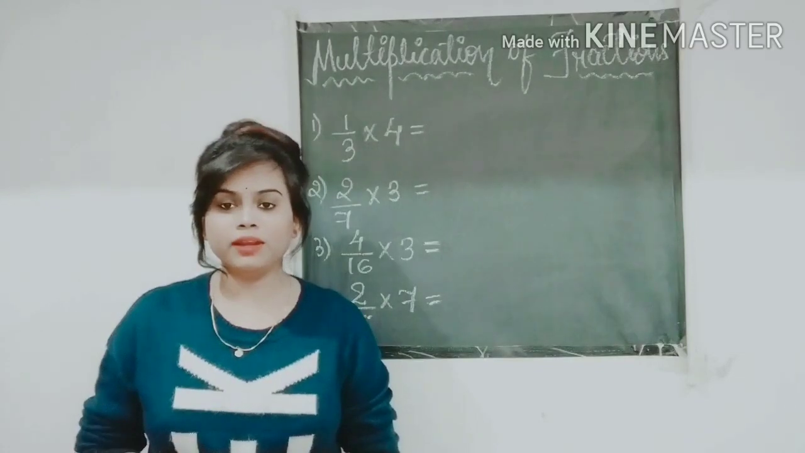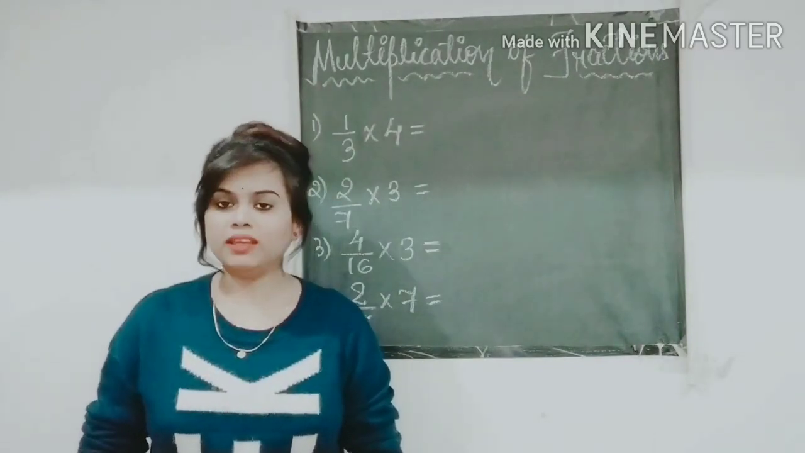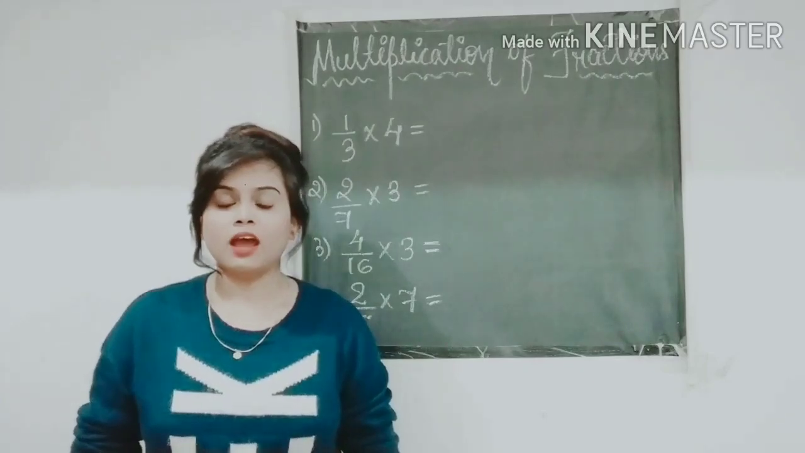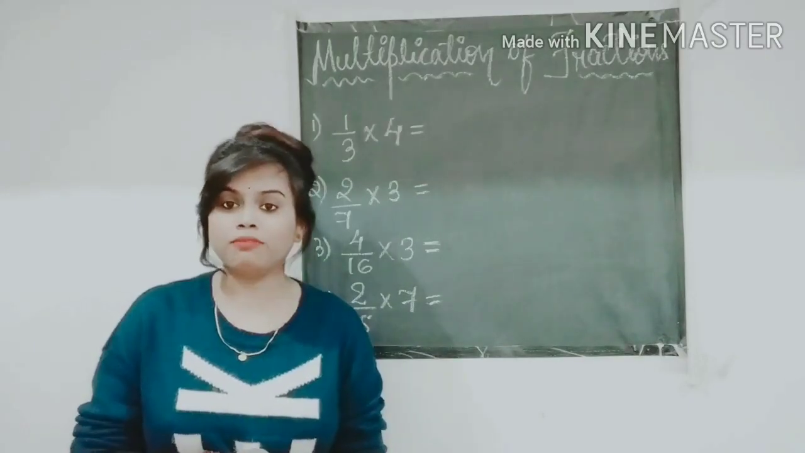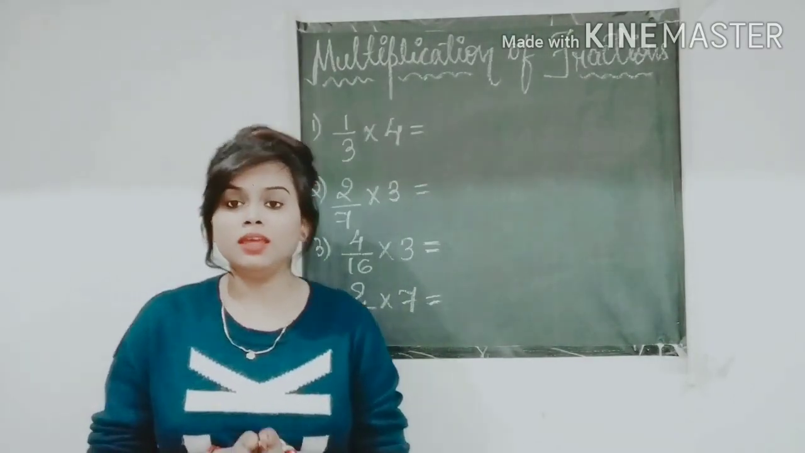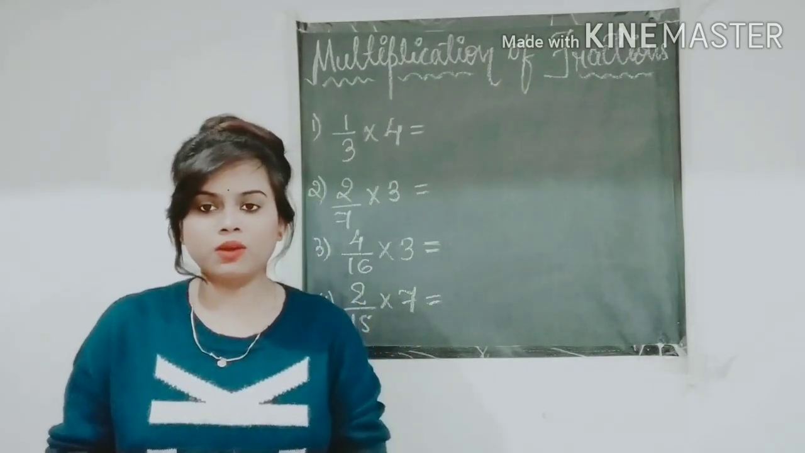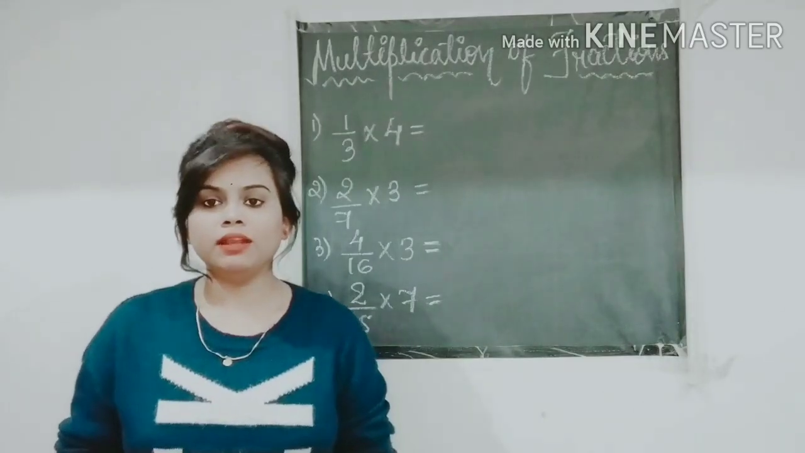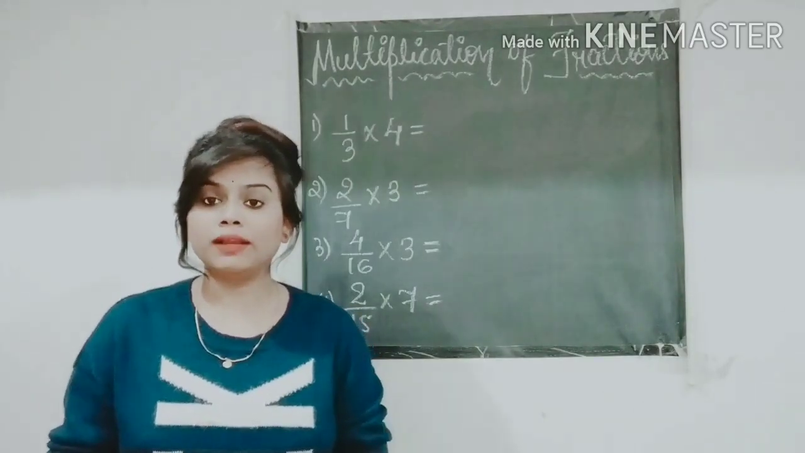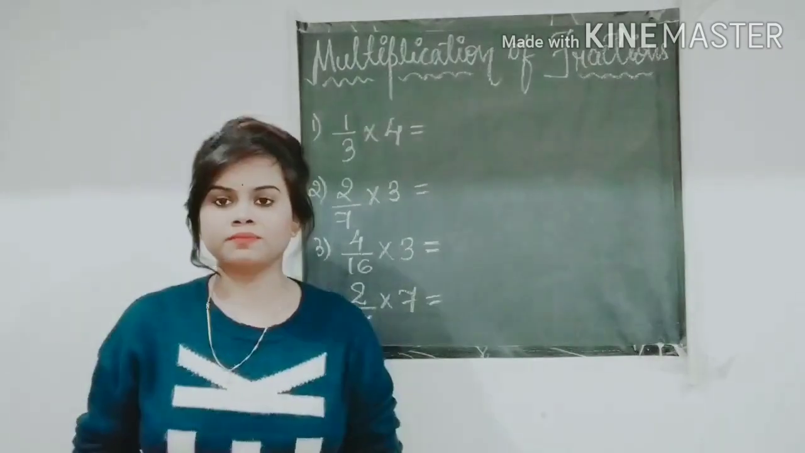So we were in unit 12, that is fractions, and you have learnt so many things in this chapter, right? How to add a fraction, how to subtract a fraction, like fractions, unlike fractions, proper fractions, improper fractions, equivalent fractions, and also mixed fractions. Till now you have learnt about all these things, right? Today we will learn how to multiply a fraction by a whole number.